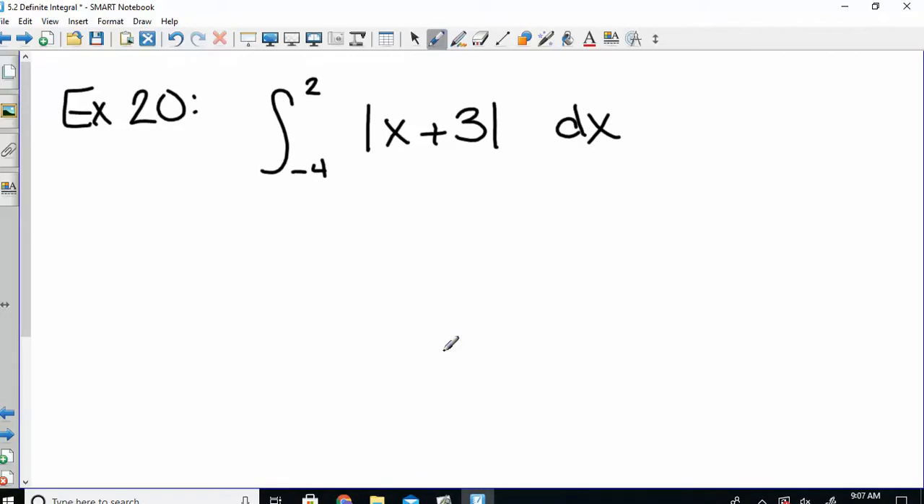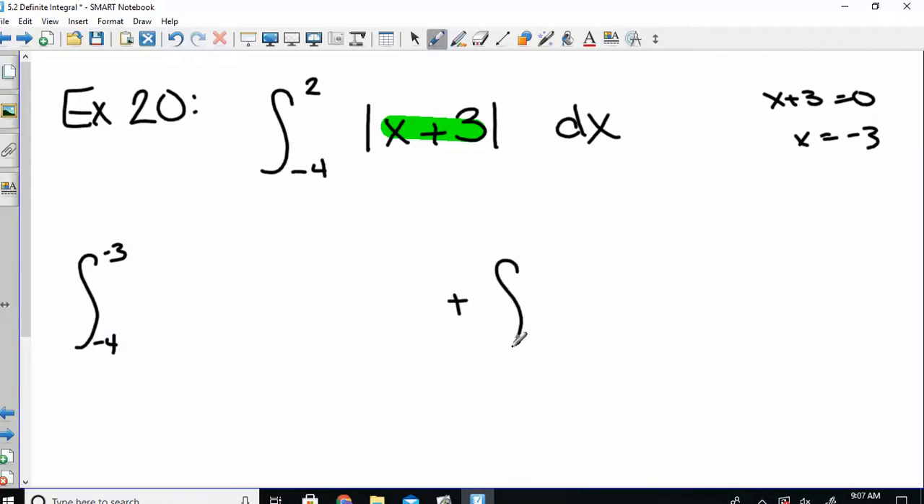Where would we have to break this one up? It's at whatever makes the inside of the absolute value 0. We have to figure out when x plus 3 is 0, so that's negative 3. So we're going to go from negative 4 to negative 3, and then we'll go from negative 3 to positive 2.